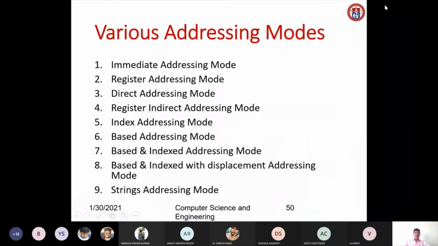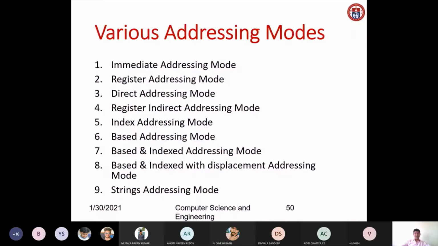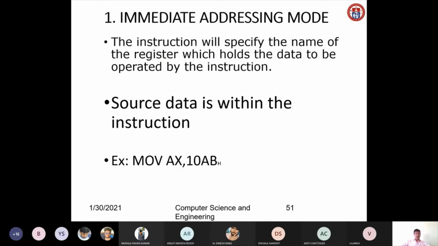Okay. Now we will see. First addressing mode is the immediate addressing mode. I hope you have already studied these addressing modes in the COA subject, but now we are going to apply them for the 8086 processor. For every processor, we may use it in different ways. We will see first in the 8086 processor. First one is the immediate addressing mode.